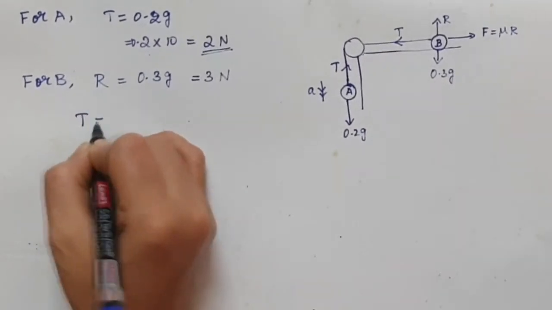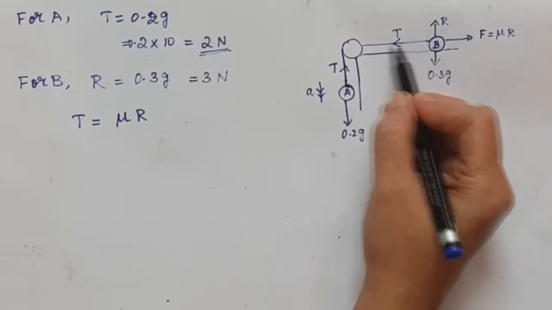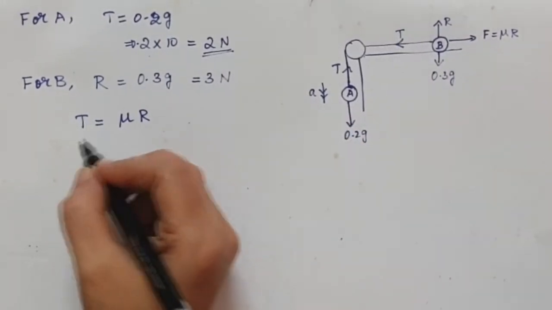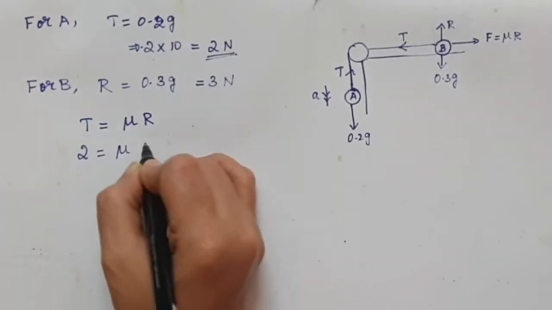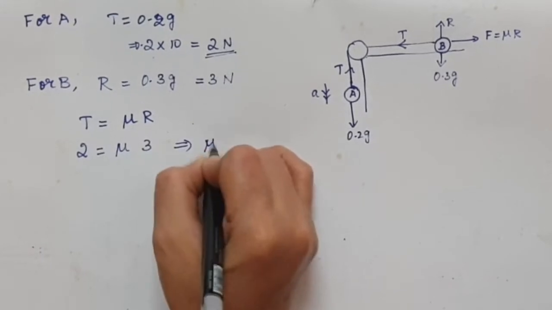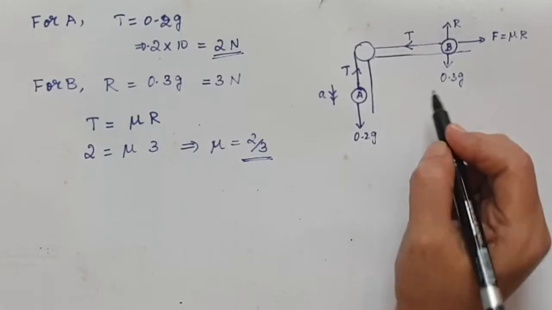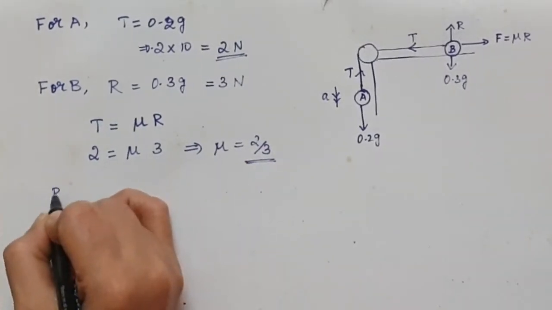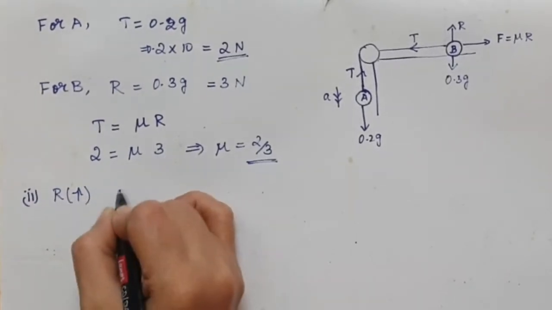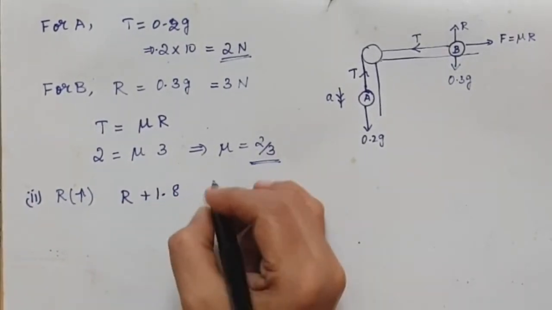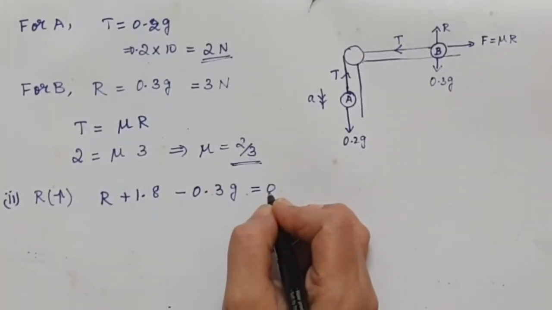Now at this point B, the tension will be equal to mu R, that is F. We have found T as 2 and R is 3, which implies mu will be equal to 2 over 3. Now, as the whole system is in equilibrium, for the second part of the question, R in the upward direction: R plus 1.8 minus 0.3 g will be equal to 0.